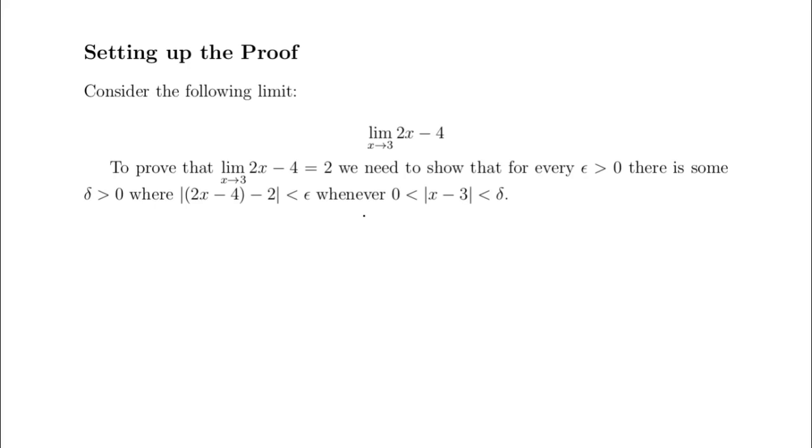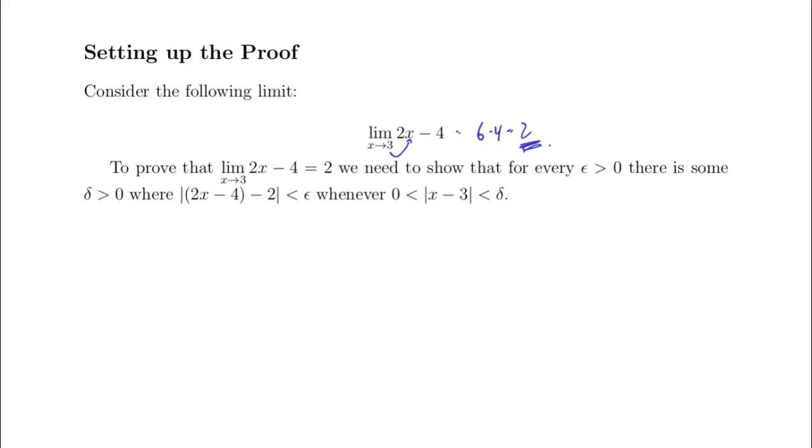Here's our limit. This is a real easy one. This linear function is no problem. We just evaluate this function at 3, right? So this is just 6 minus 4, 2. No issues there. Our limit is 2. We should believe that. But what we're going to do is prove that that limit is 2.